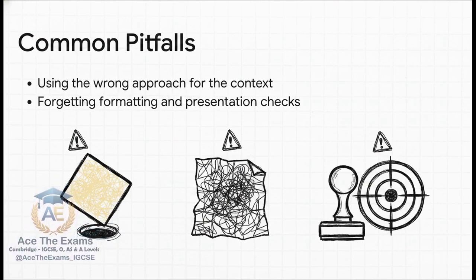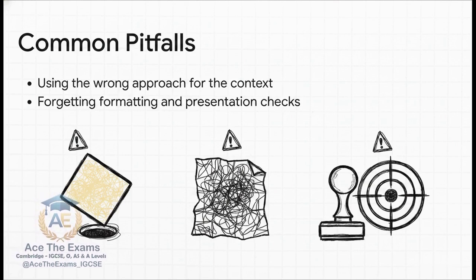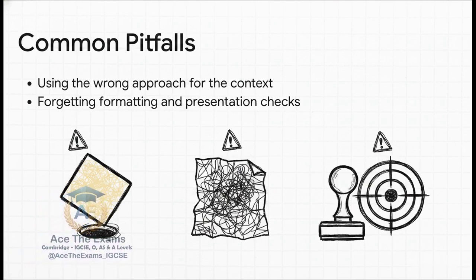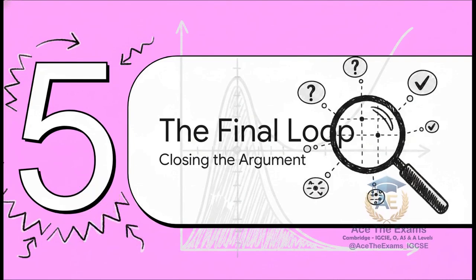And number 3 is the absolute classic trap, providing generic answers that don't directly address the specific context of the continuous random variable problems sitting right in front of you. Whenever you draw an evidence-based conclusion, you have to tie it back to the exact scenario described in the prompt. Generic doesn't cut it. Which perfectly sets up Section 5, the final loop, closing the argument.